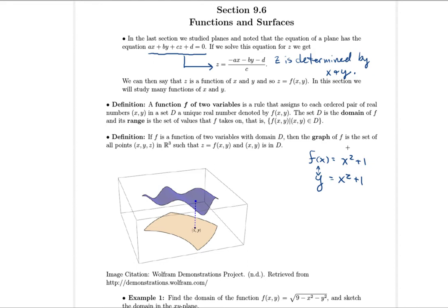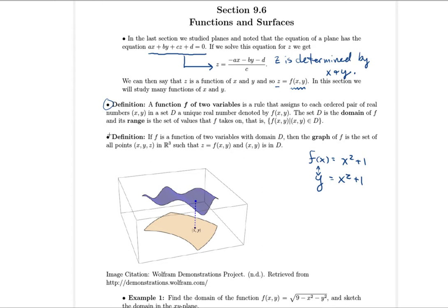And so similarly, now that we're working with three variables, x, y, and z, we're going to say that z can be a function of x and y. All right, so here's our formal definition. A function of two variables is a rule that assigns to each ordered pair of real numbers a unique real number denoted by f of x, y. We call that set of ordered pairs the domain, and then the range is just the set of all z values that you can take on.